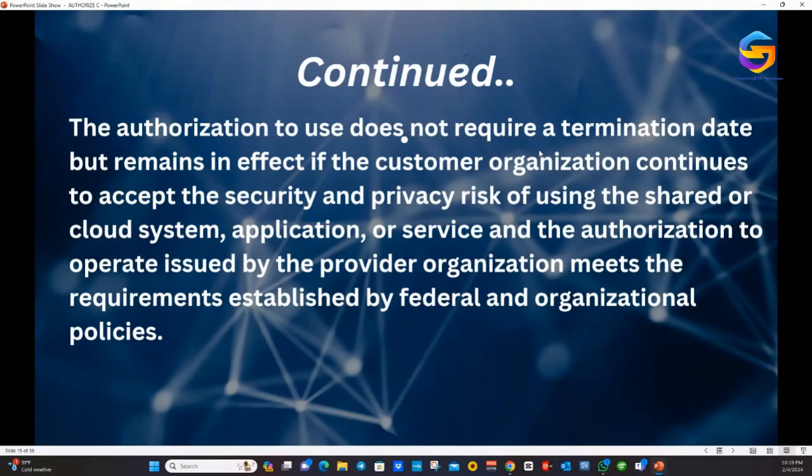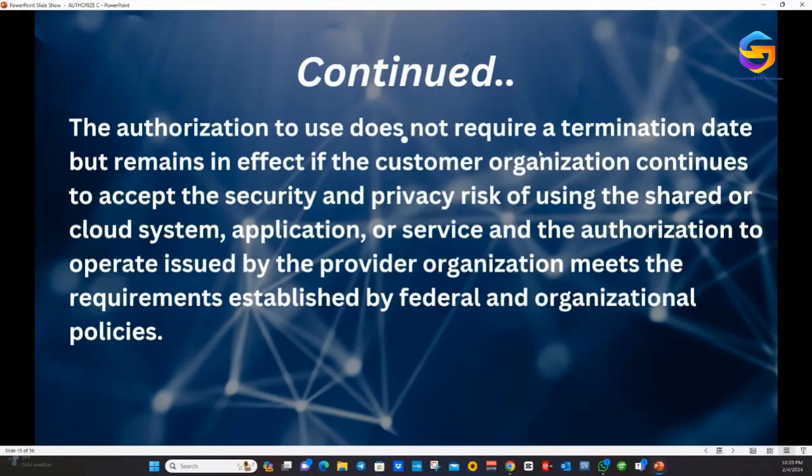Please take note of this part. The authorization to use does not require a termination date, but remains in effect if the customer organization continues to accept the security and privacy risks of using the shared or cloud system, application, or service, and the authorization to operate issued by the provider organization meets the requirements established by the federal organization policies. That's right. There's no termination date. So long as everything is okay at the other end, you go ahead and just use it.